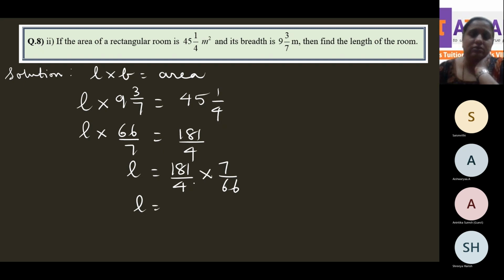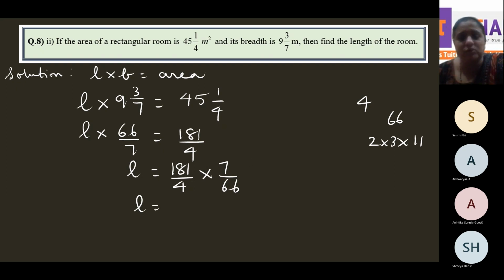Now how do we understand if our answer is in the simplest form? Look at the denominators. 4 is divisible by 2. 66 is divisible by 2, 3 and 11, because the prime factors of 66 are 2, 3 and 11. Is any number in the numerator divisible by 2, 3 or 11? 7 is a prime number.